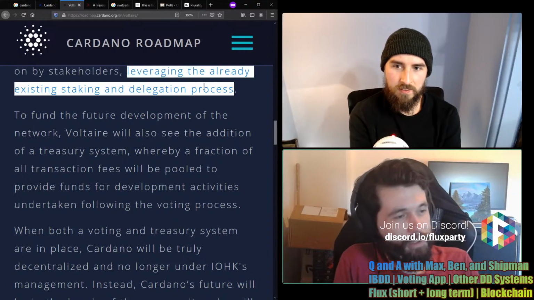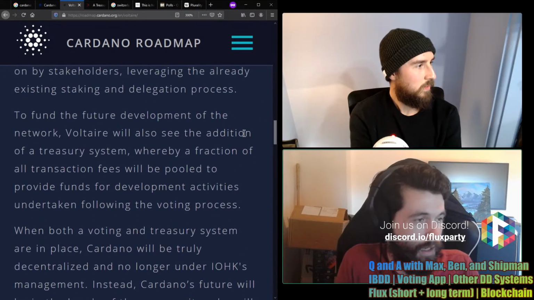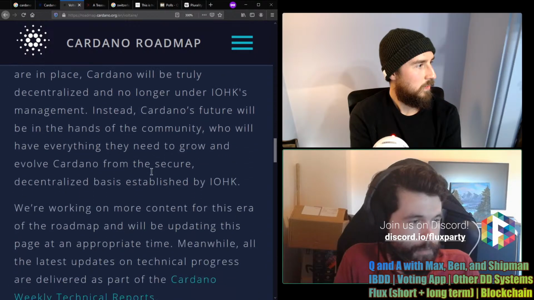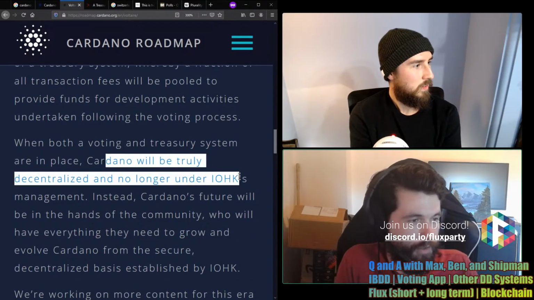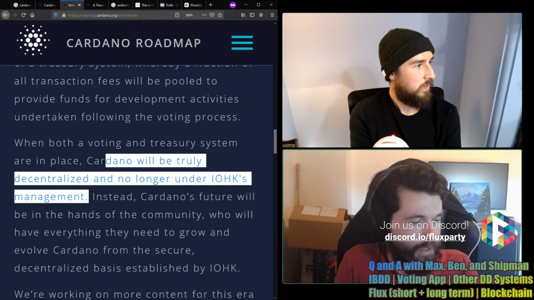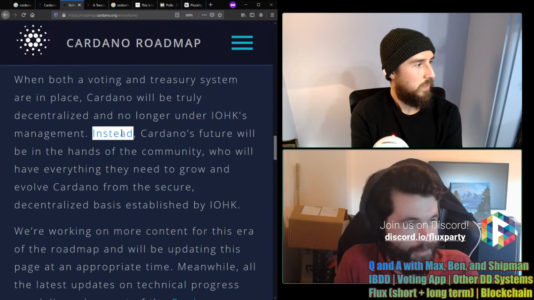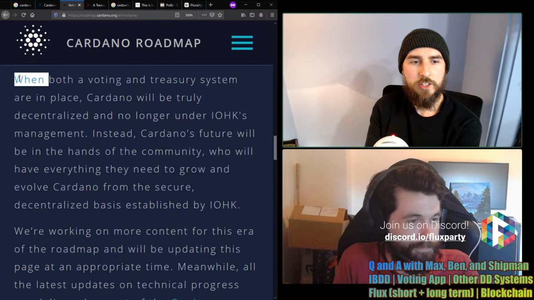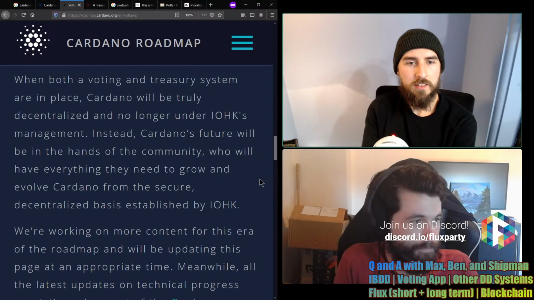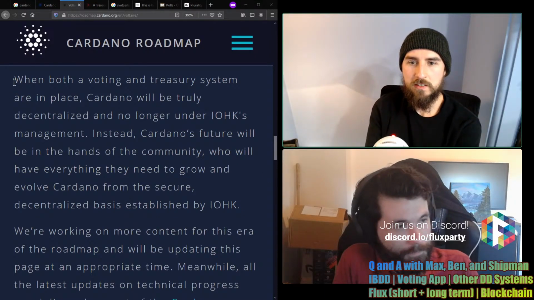And then leveraging the already existing thing, so we just tie it into the stuff we've already got, sure. Treasury system, blah, blah, blah. Voting and treasury system be truly decentralized and no longer under IOHK's management. No, it will just be under the management of various staff members from IOHK who have significant token holdings. I think part of the mechanism is being able to vote which group of people work on the project as well. So there'll be elections for who gets the contracts to service the network.